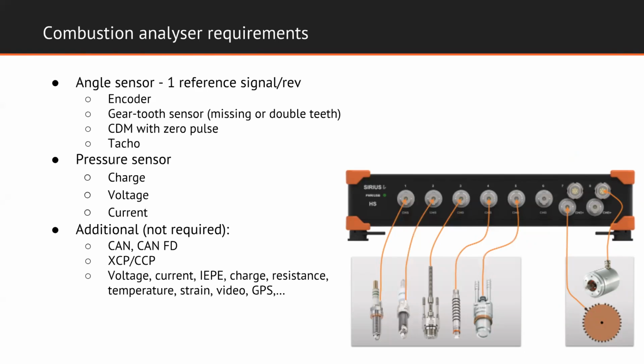And together with those sensors, it's also possible to connect CAN, CAN-FD data, XCP, CCP to get all the data from the ECU directly. And voltage, current, IEPE, charge, any type of analog inputs can be combined together with video or GPS. And all of these signals can always be perfectly synchronized between each other. And there is no limitation on how many analog inputs can be used at once.